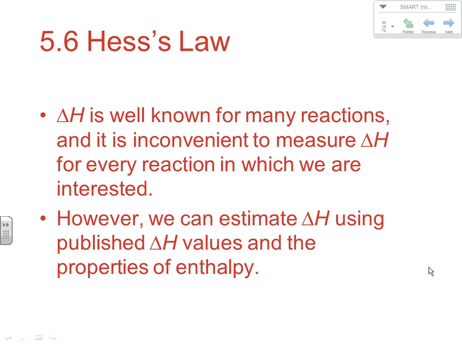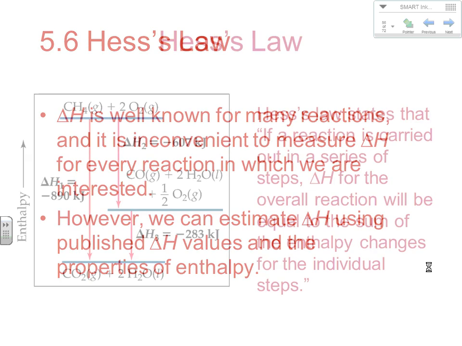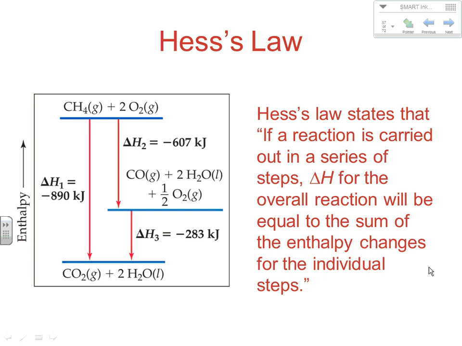So there's a couple of different ways to go about doing this. One of them is by using Hess's law. Hess's law states that if a reaction is carried out in a series of steps, the delta H of the overall reaction will be equal to the sum of the enthalpy changes of the individual steps.